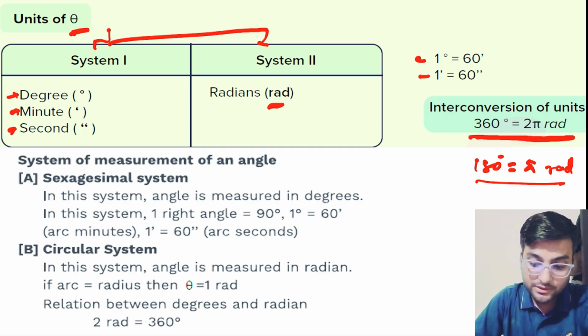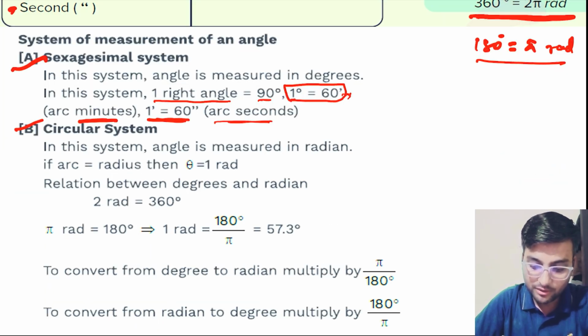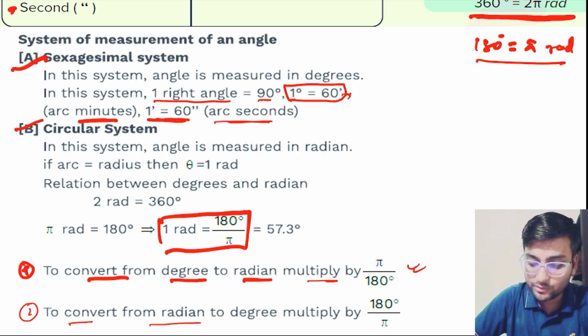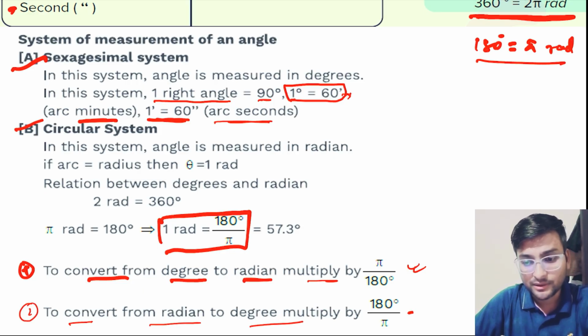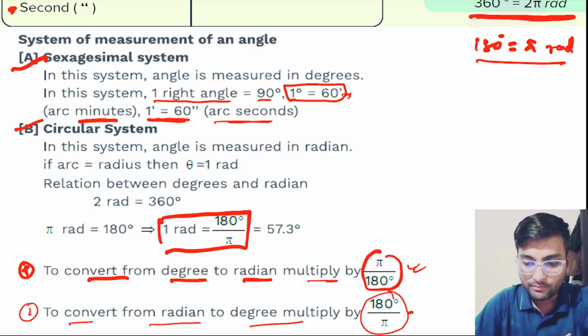Now in this system, one right angle is equal to 90 degrees, and 1 degree is equal to 60 minutes, this is arc minute, and 1 minute is equal to 60 seconds. This is a very important point. And the circular system will be how much? That is 1 degree is equal to pi by 180 radian. Means, first, when you convert degree into radian, you multiply the number with pi by 180. And second, when we convert from radian into degree, then we multiply by 180 by pi. These two formulas are very important. Two values are very important, many a time used.